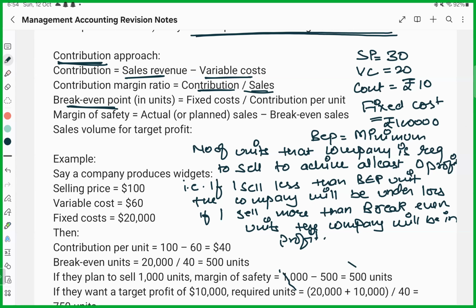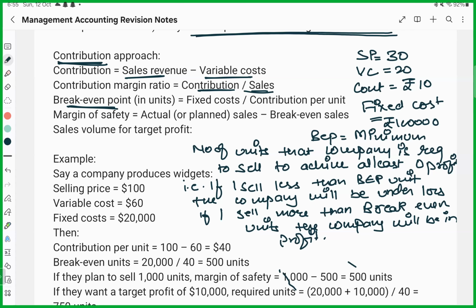If the company is manufacturing, suppose, 9,000 units, what is the total contribution that the company is making? The company is making a contribution of total 90,000 rupees, but the company's fixed cost is rupees 1 lakh. Then in this case, the company will be in loss. Now if the company is manufacturing 11,000 units, the company will be making a total contribution of 1 lakh 10,000, and the company has a fixed cost of 1 lakh. So the additional 10,000 is my profit.